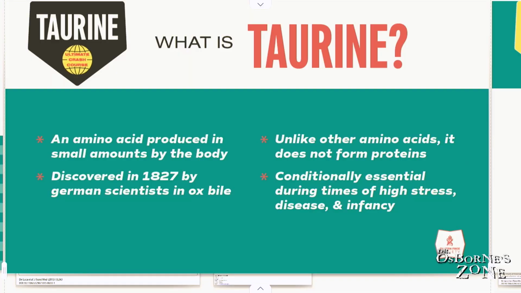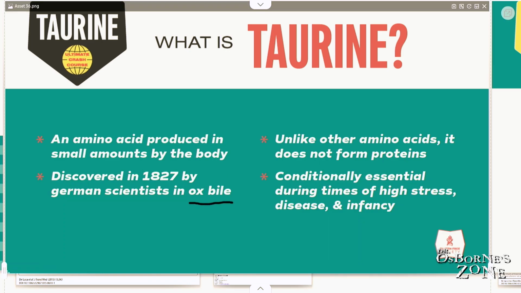It's produced in small amounts by the body, and we'll show you how that's done. It was discovered in 1827 by German scientists. It was discovered originally in ox bile, which is why the name taurine, which comes from Latin tauros, which means bull. So it gets its name from where it was originally discovered in ox bile.